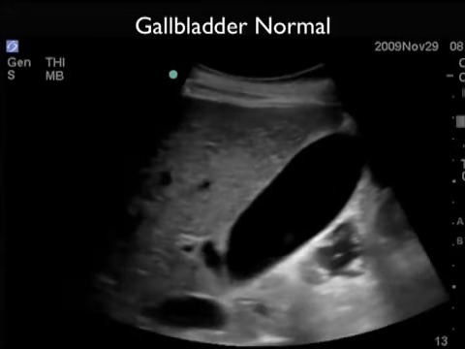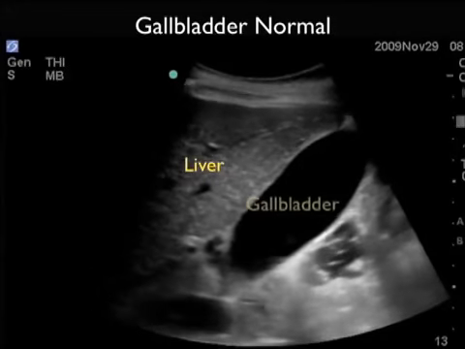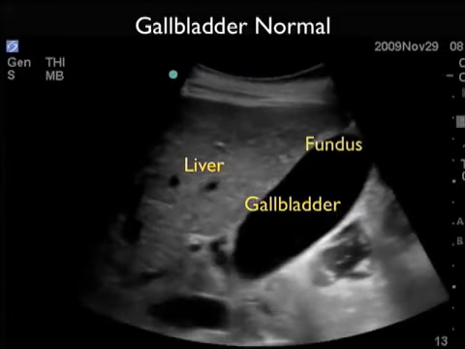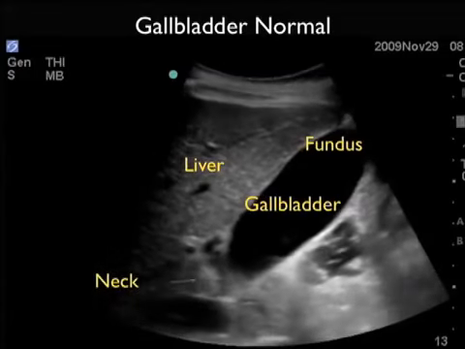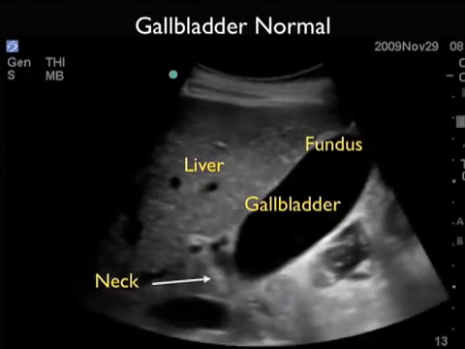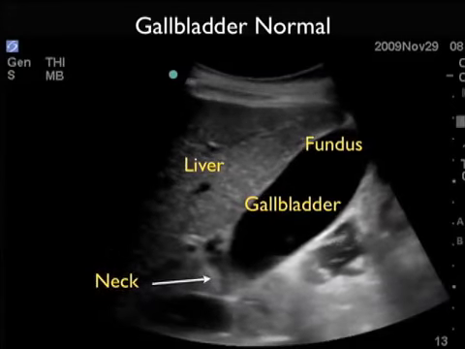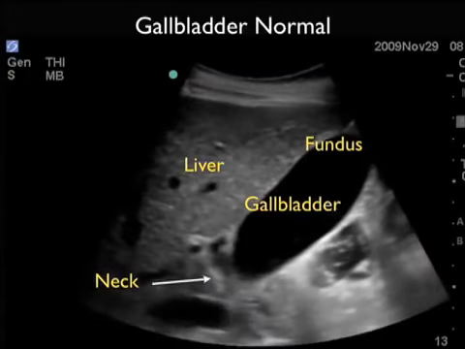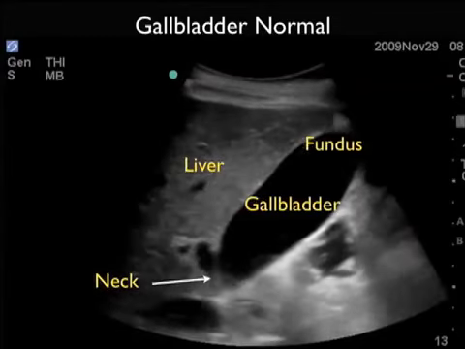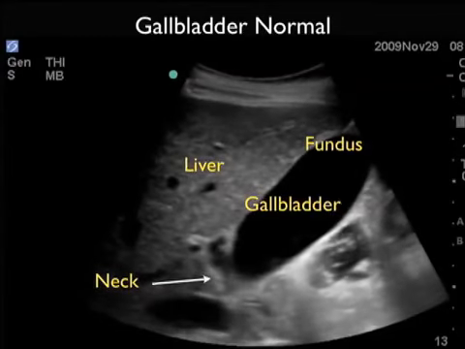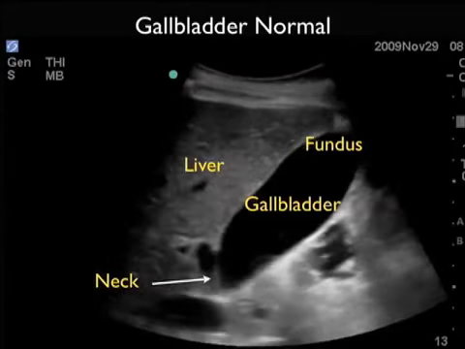Now let's take a look at the ultrasound findings of a normal gallbladder. We see the liver to the left and the gallbladder just inferior to the liver to the right. Notice the areas of the gallbladder. We see the upper fundus towards the upper right part of the image, the body of the gallbladder, the intermediate part, and the neck of the gallbladder all the way down towards the left of the image.